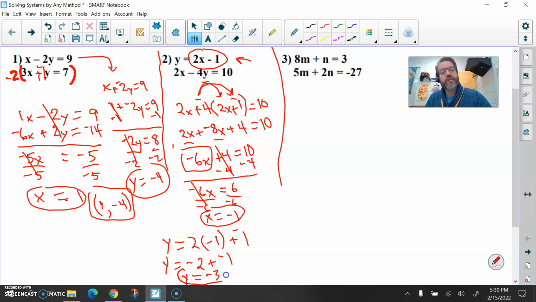Okay? Now that I know that, I have my x and my y values, I can write my solution as an ordered pair. Negative 1, negative 3. Put it in parentheses. That's our solution. We now know what our x and our y values are. Okay? So the first one, number 1, I liked using the elimination method. Number 2, I liked using the substitution method. Just so you know, on number 2, I could have used the elimination method also.